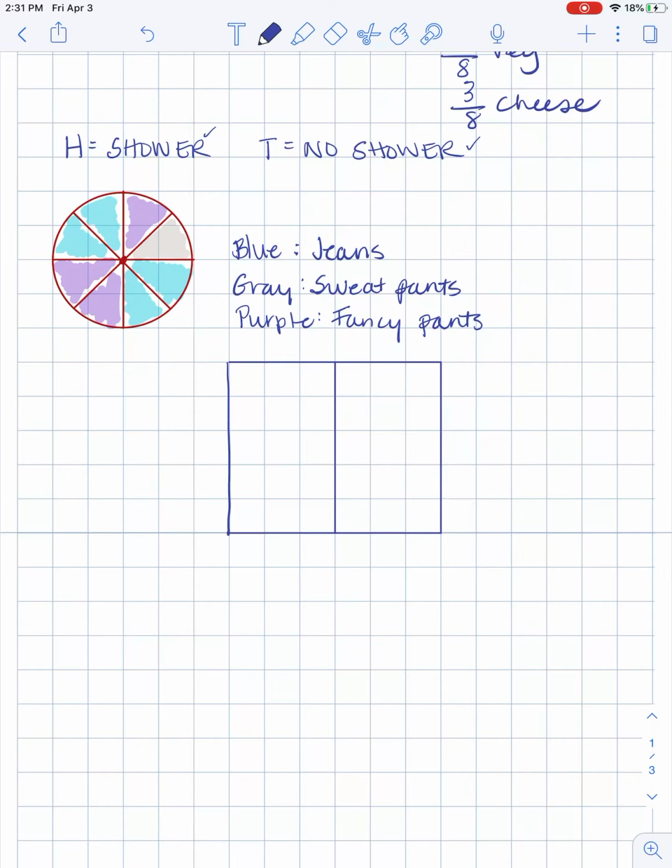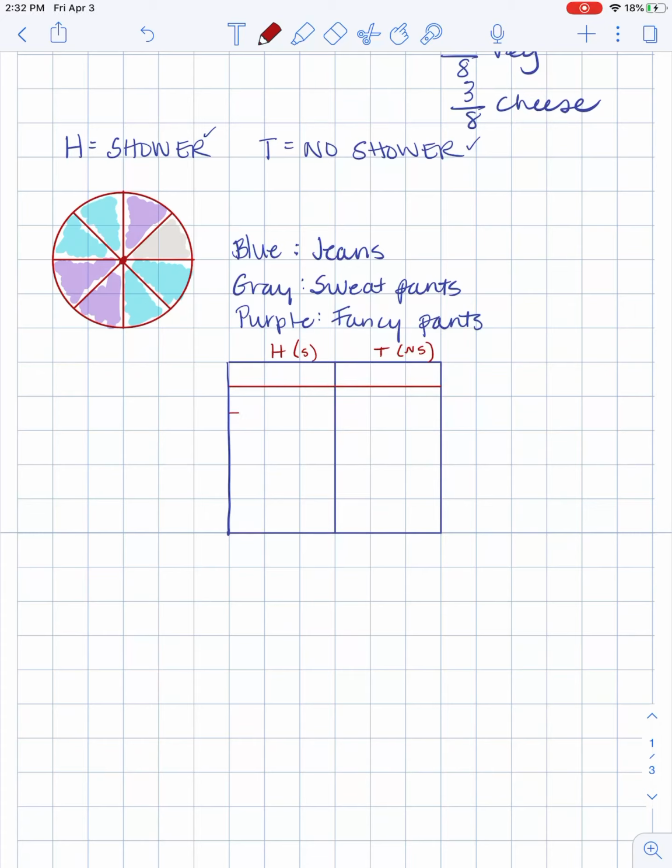Let's go ahead and, like he just talked about, create an area model for that. All right, so just along the top here, we've got our heads and our tails, right? Our shower versus no shower. And then along the side, we've got to break apart our types of pants, right? But before we can do that, we need to figure out what we are looking at. When I look at our spinner, I see that it's been broken into eighths. So that's what we need to do on here.